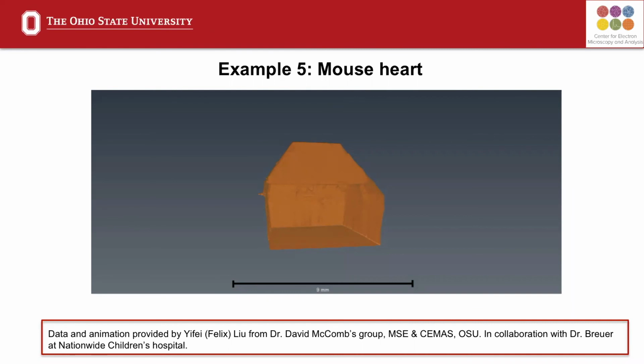The mouse hearts are fixed, stained, dehydrated, and finally embedded in resin. This process is required to ensure sufficient contrast for microscopy techniques like MicroCT, SEM, and TEM. However, information about the spatial orientation of the pulmonary valve is lost during this process. Felix uses the HeliScan MicroCT to gain spatial information about his sample. This animation starts by showing the resin block as a whole.